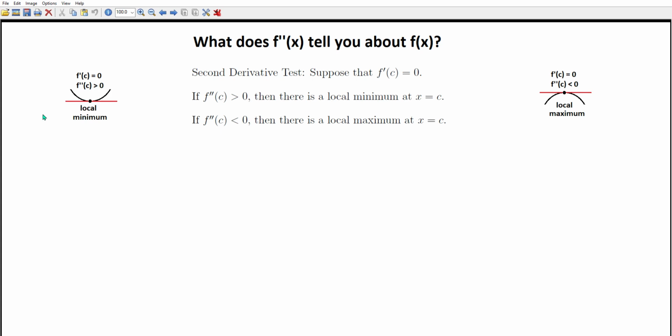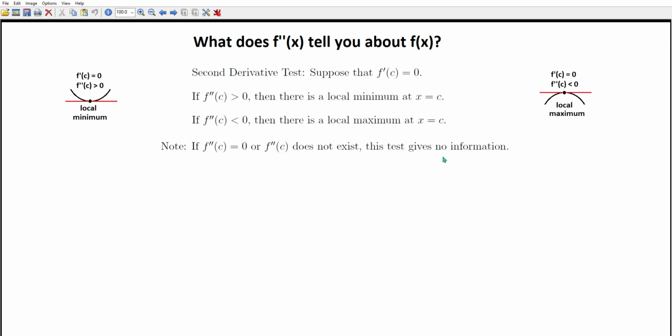Here's a picture of a place where the first derivative of our function is 0, horizontal tangent, and the second derivative is positive, which means concave up. Now, you can see that the critical point has to be at the very bottom here, so that makes it a local minimum. Now we go over here. Here's another horizontal tangent, f prime of c is 0. This time, however, we're concave down, which means that our critical point is at the absolute top here, which makes that a local maximum.